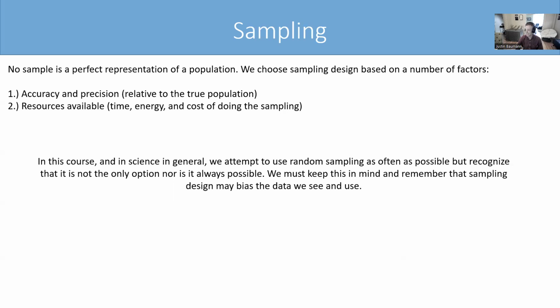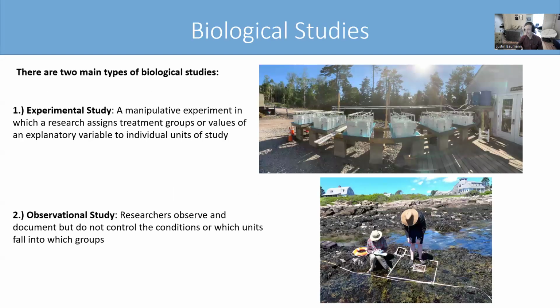All right, we're going to end today's video lecture talking about some examples. In biological sciences, and I know that this isn't necessarily only biological science, but that's my background, there's usually two different kinds of study. There's experimental studies where we do experimental manipulation, where we assign treatment groups, and we have explanatory variables to understand individual units.